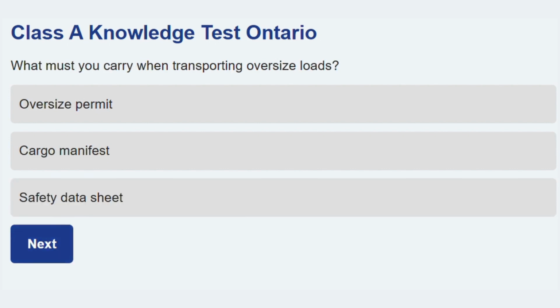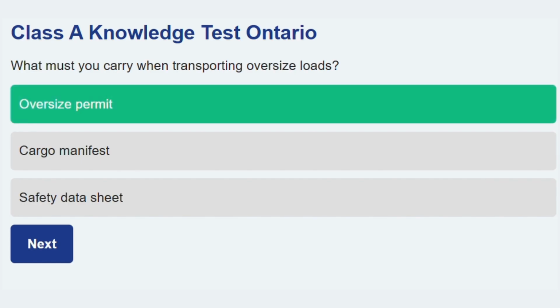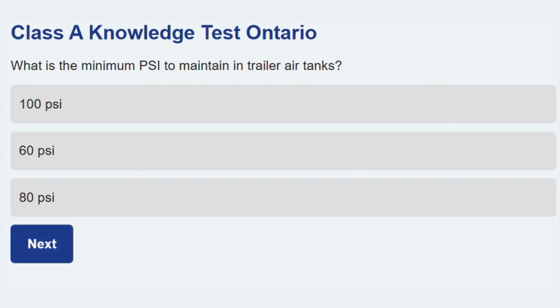Continuing, what must you carry when transporting oversized loads? Oversize permit authorizes route and load dimensions. Next up, what is the minimum PSI to maintain in trailer air tanks? 100 PSI. Ensures adequate reserve for braking.